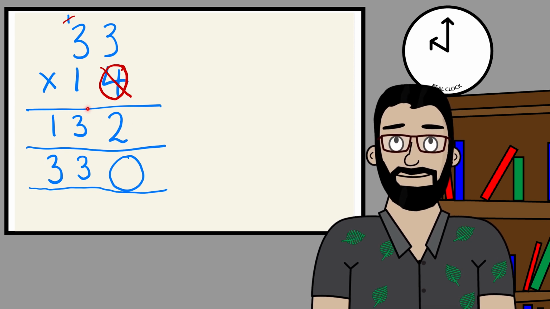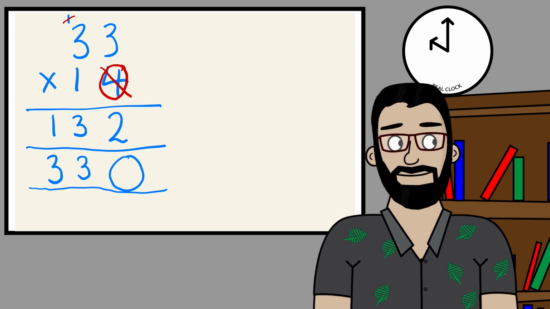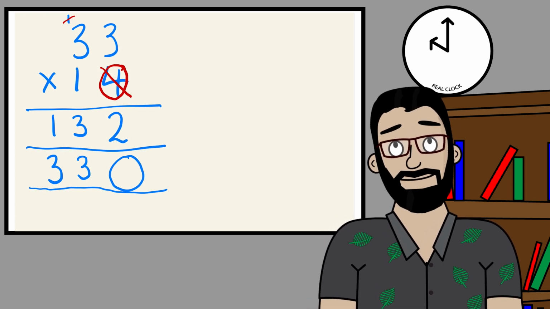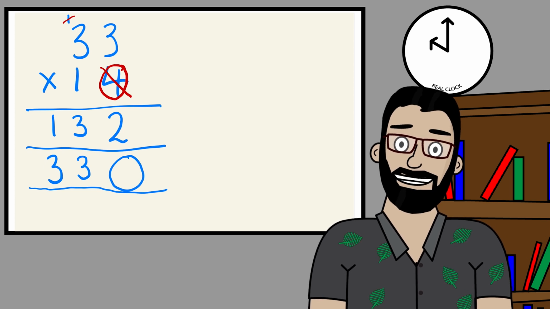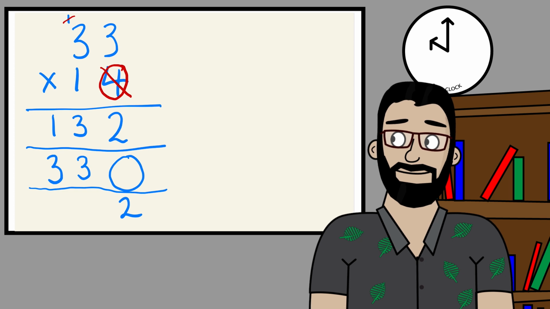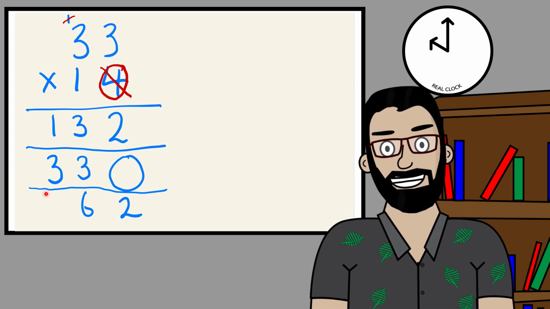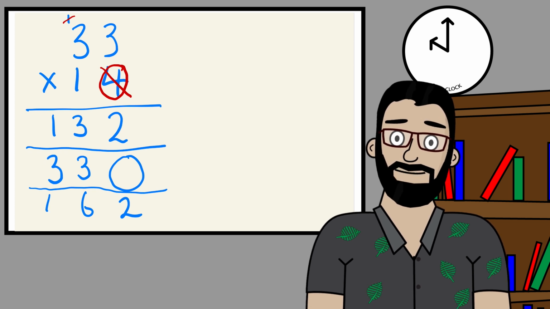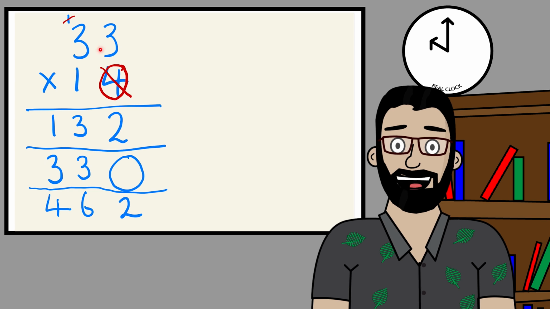And we've got 2 plus 0. Well, if my maths is correct, and it really should be with this one, that equals 2. And the next one, we've got 3 plus 3. Of course, 3 plus 3 is 6. And 1 plus 3 is 4. So if you want to know what 33 times 14 is, you'll end up with the answer 462.